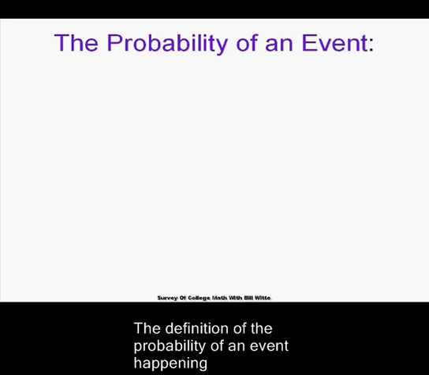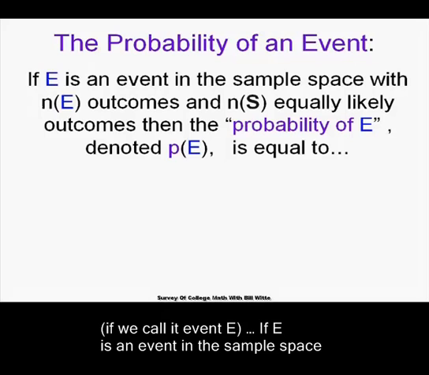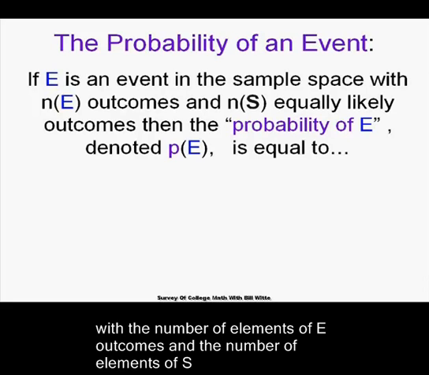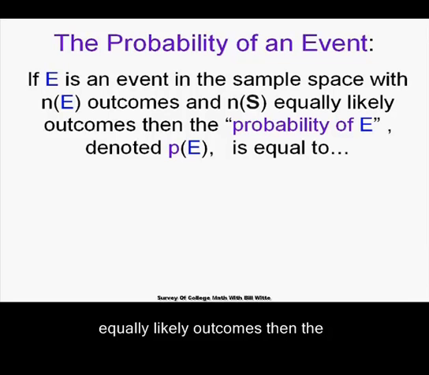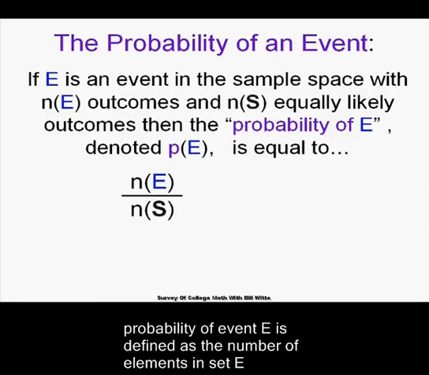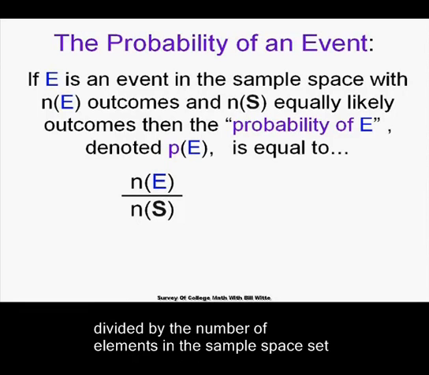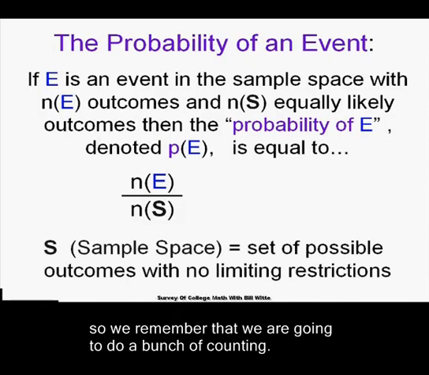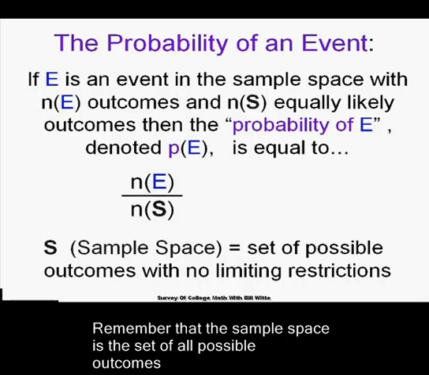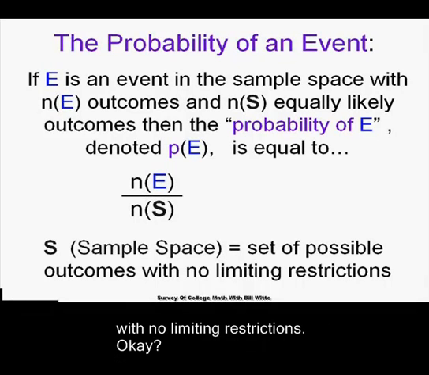The definition of the probability of an event happening. We call that event E, just to use a letter. If E is an event in the sample space S, with the number of elements of E outcomes and the number of elements of S equally likely outcomes, then the probability of E is defined as the number of elements of set E divided by the number of elements in the sample set. So remember, we're going to do a bunch of counting. Remember that the sample space is the set of all possible outcomes with no limiting restrictions.